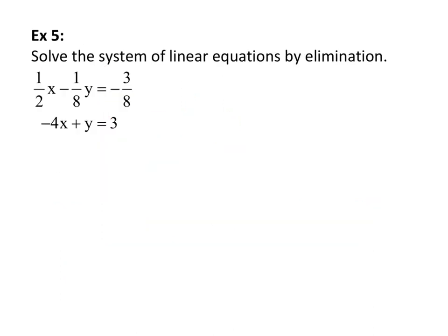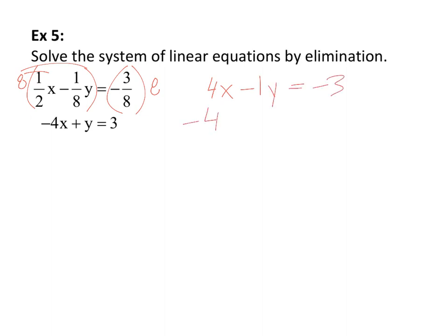This looks a little crazy to start with. I got all these fractions in one of the equations, but just multiply by the least common denominator and you could get rid of all the fractions. So I'm going to do this to start off with. Least common denominator is 8. So watch what happens when I multiply by 8. For the first equation, I end up with 4x minus 1y is equal to negative 3.